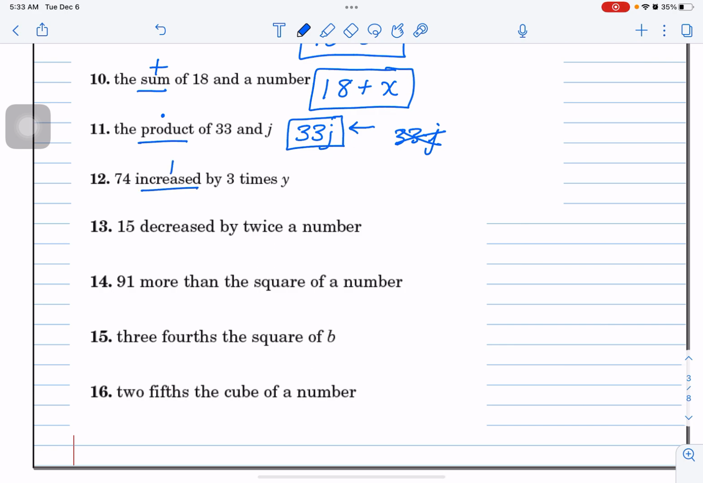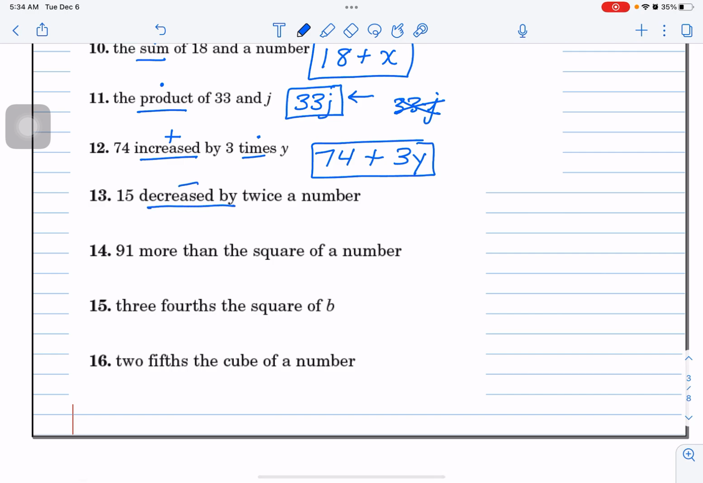74 increased by 3 times y. So 74 is being increased by 3 times y. And when we're looking at these types of problems where they're straight out verbal phrases just about math, not word problems or things like that, you have to write it in the same order that I write it here.